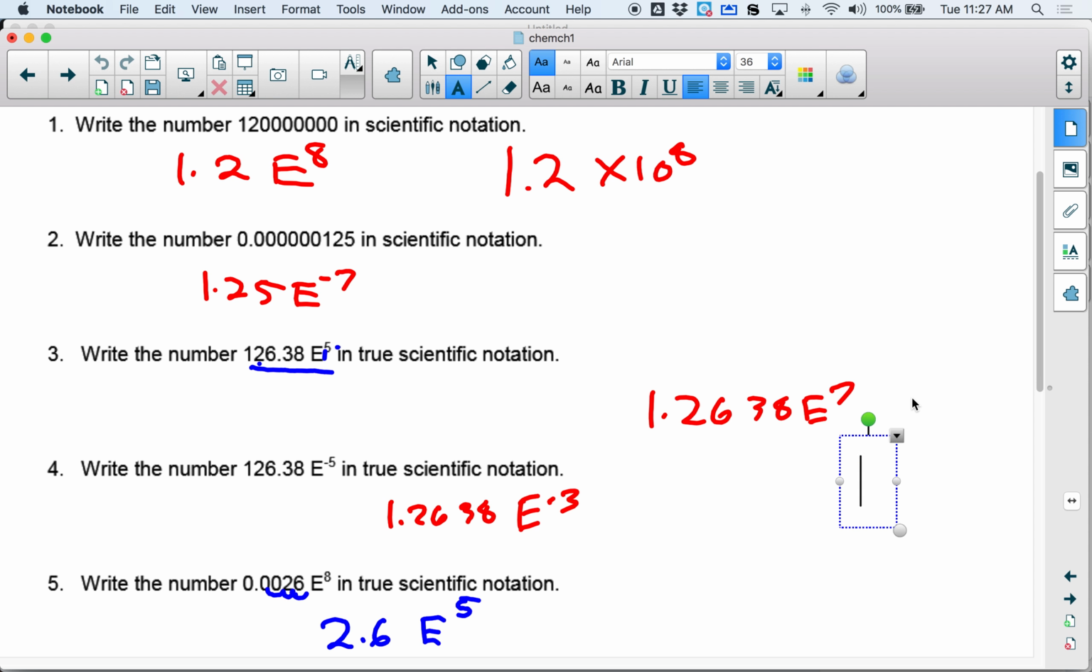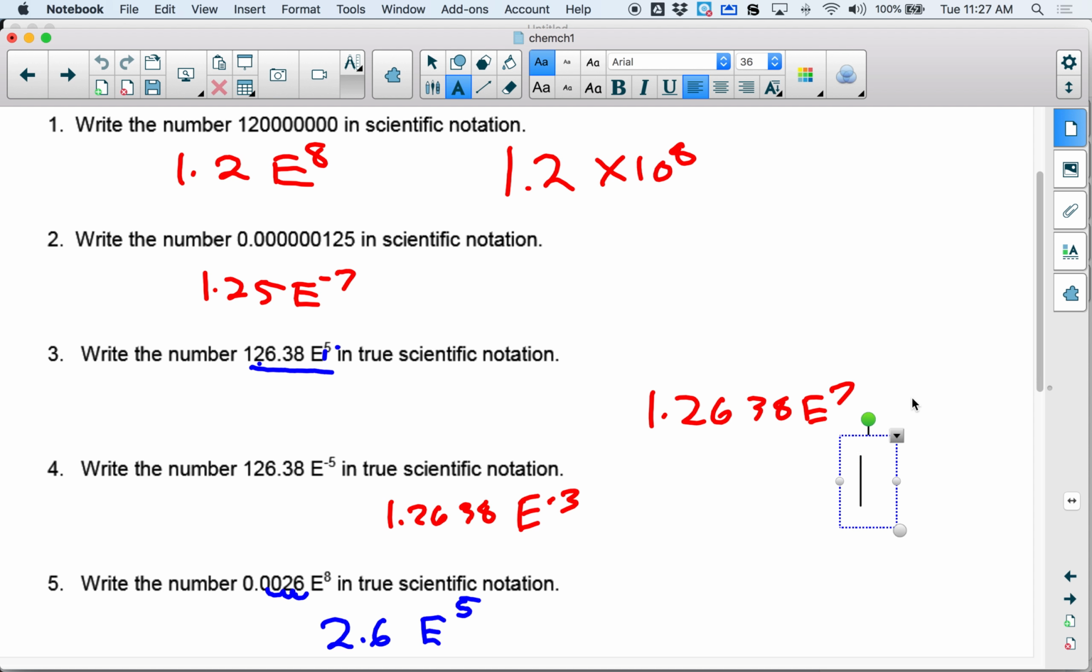Yes? True scientific notation means there's only one number to the left of the decimal. So here, this would not be true scientific notation because you got more than one number to the left of the decimal. So we got to move this over 2 more times. Okay. Yes. Exactly.